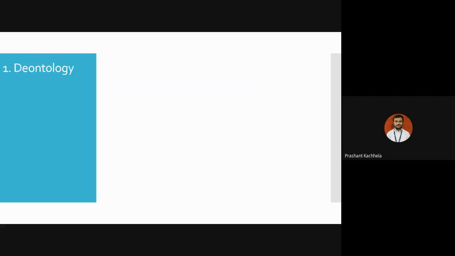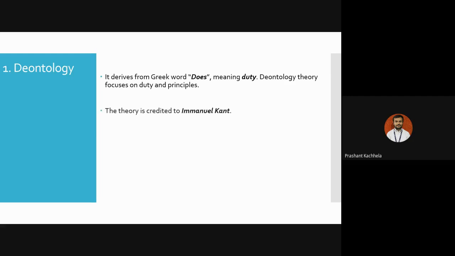So this is the first theory. It is known as deontology. Deontology is mainly focusing on duty and principle. We do know that there are few duties, few qualities, few principles that we are also considering for our life. Here, deontology is also focusing on duty and principle, and this came from a Greek word deon, which means duty, and that's why later on deontology became a very famous concept. It is actually provided by Immanuel Kant.